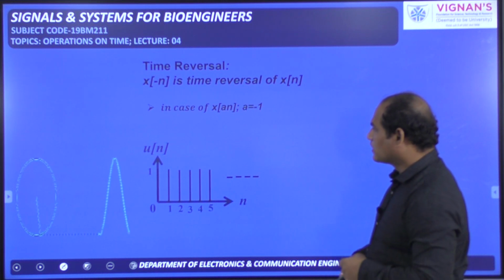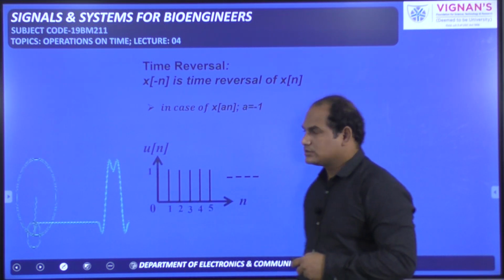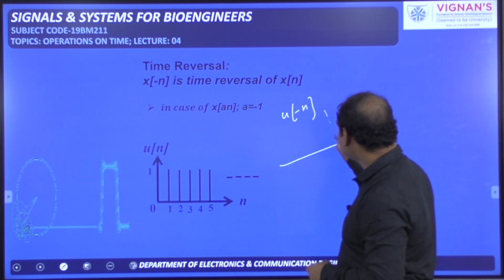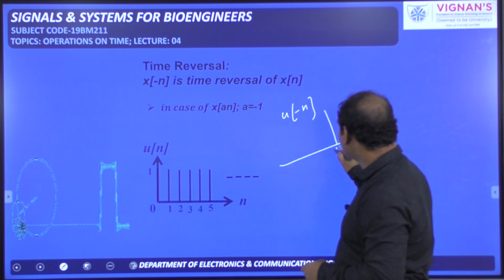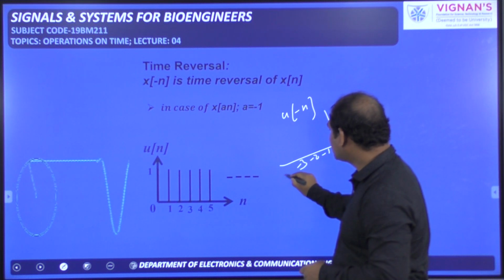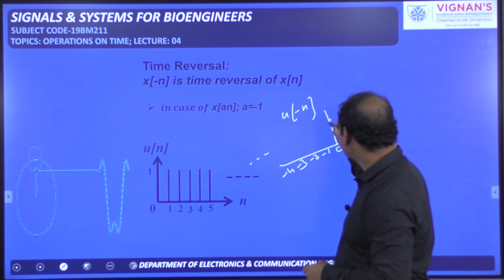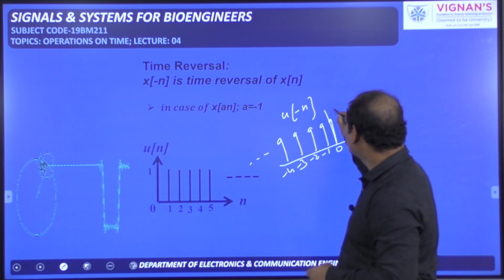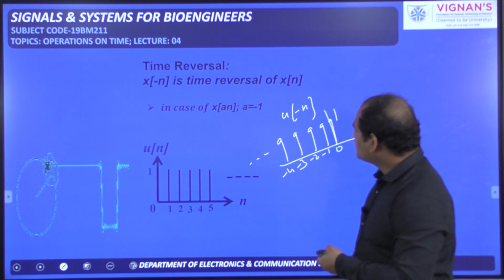Here I have given a signal that will be reversed. So how will u of minus n be available? 0, minus 1, minus 2, minus 3, minus 4, and so on. Here the amplitude is 1. Like this we will get.